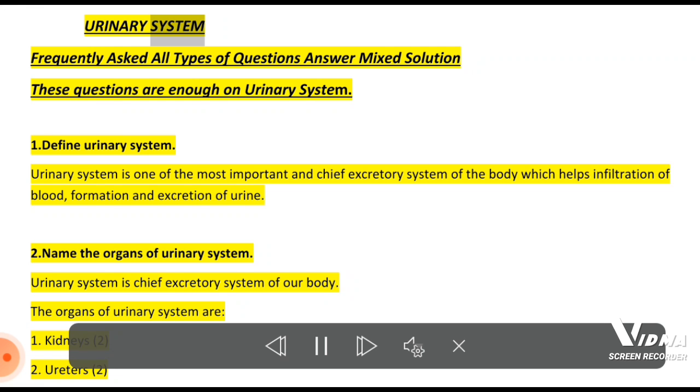Urinary system. Frequently asked all types of questions with answers, mixed. These questions are enough on the urinary system.